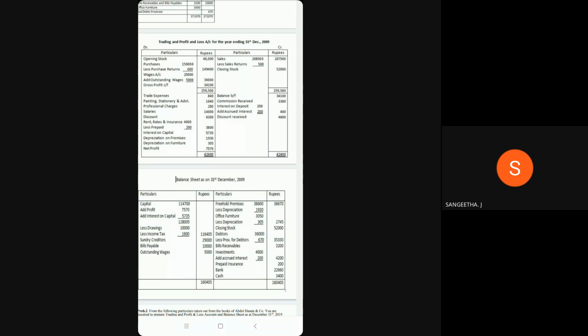400 interest accrued. Out of that, only 200 you have received. 200 accrued but not received, right? So accrued but not received, you have to add with the investment value. So 4,000 plus 200, that adjustment you have to add here also, right? The next one, prepaid insurance 200. Prepaid insurance is always taken as an asset. Outstanding wages, outstanding salaries are a liability, so you have to write them in the liability side.